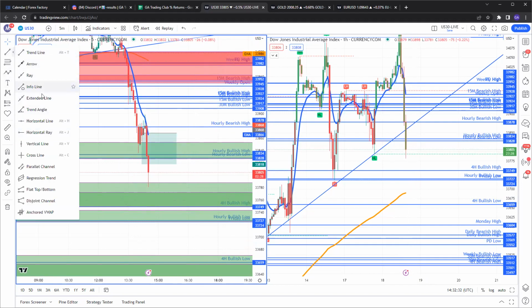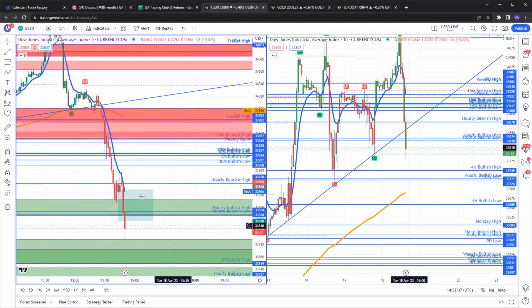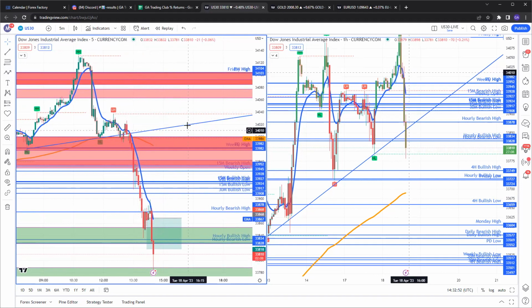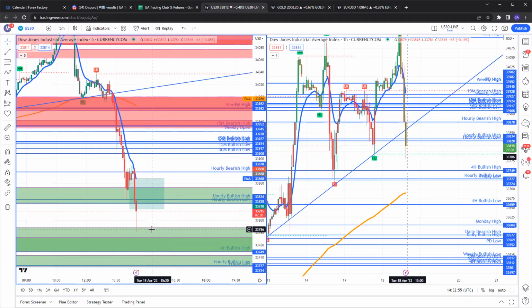If you're looking for a nice reversal, just wait for price to close above the 9 EMA on the 5-minute, and then to retest the 9 EMA and close above the 9 EMA. Because look at this, right? When was price above the 9 EMA? That was 34,020. So that was about 220 pips ago.